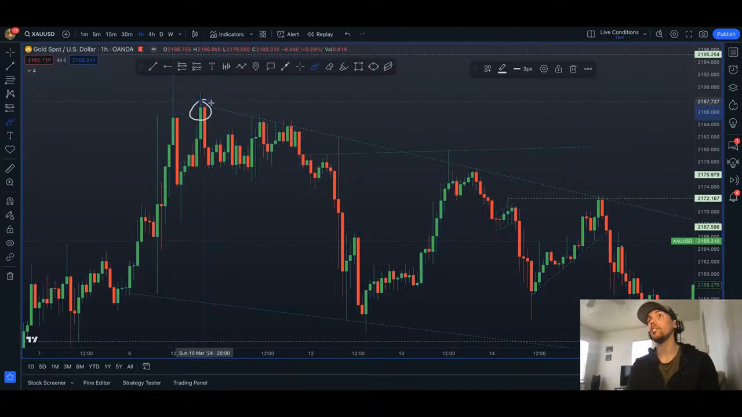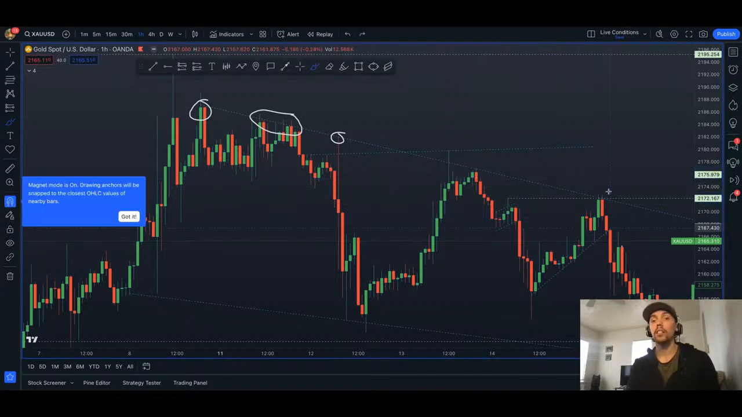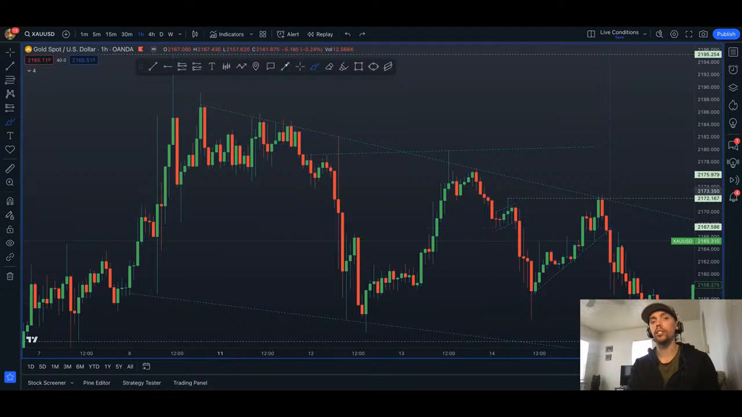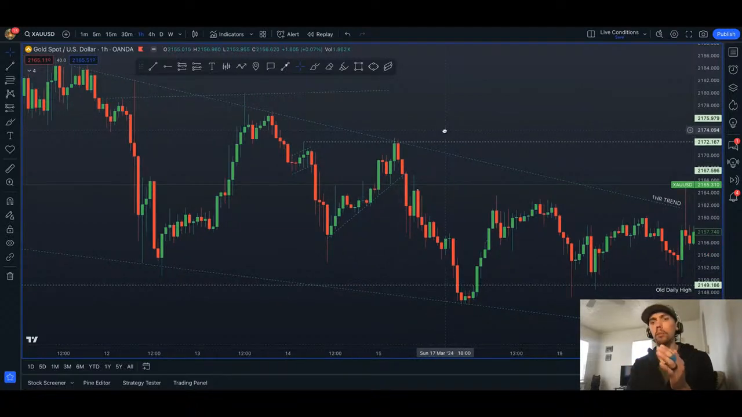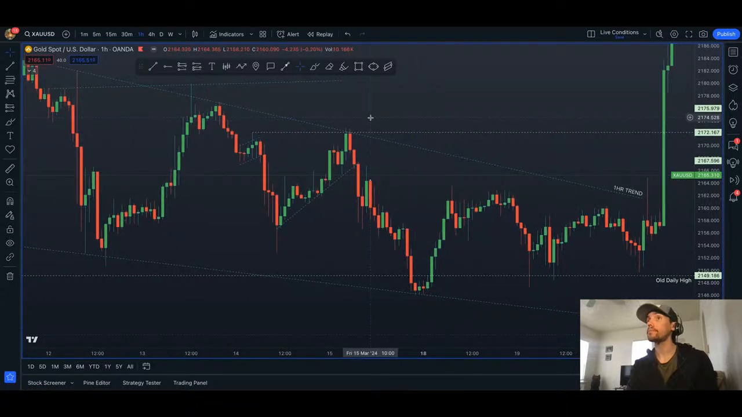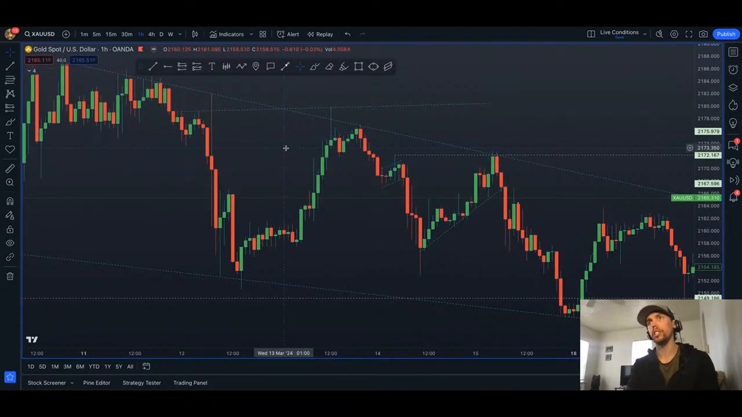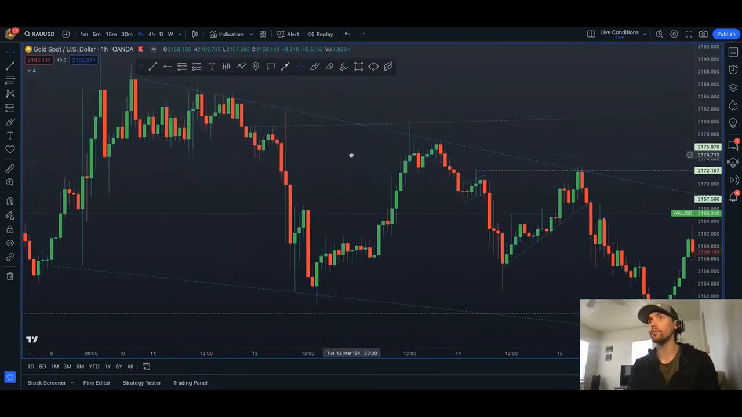Touch here, touch here, touch here, mass psychology, touch here, right? So you can kind of see all the touches that you're getting for this trend line. So it's giving indication that the market's still in a downward trend, but also it likes to respect that area. So let's walk you through one of the trades I was looking at for this week.